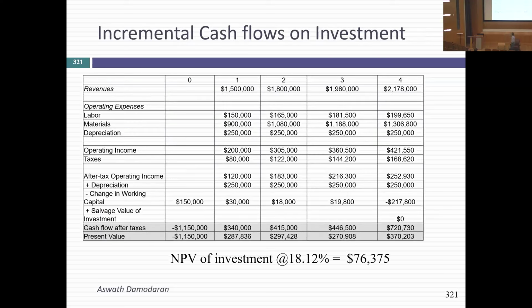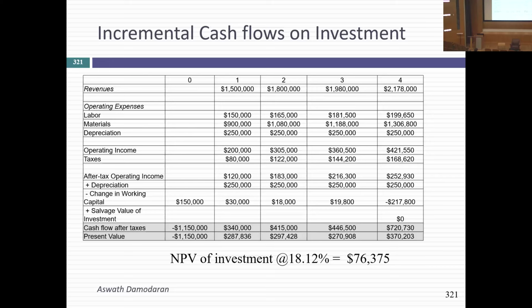So I took my expected cash flows, $1 million, my initial investment, adding the change in working capital to it because it's the start of each year, and I computed a net present value of $76,375. So I'm using the 18.12% cost of capital to discount the cash flows. Looks like a good project, right? If I think of it as a standalone project.